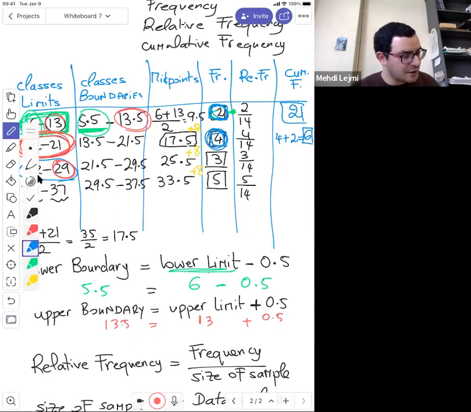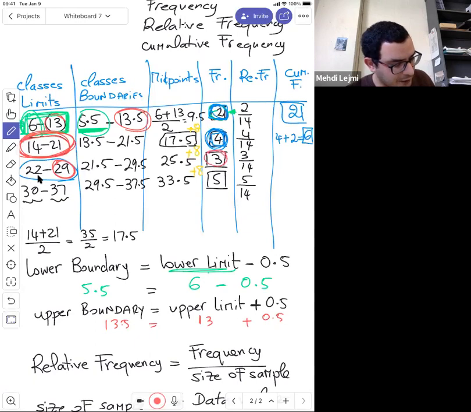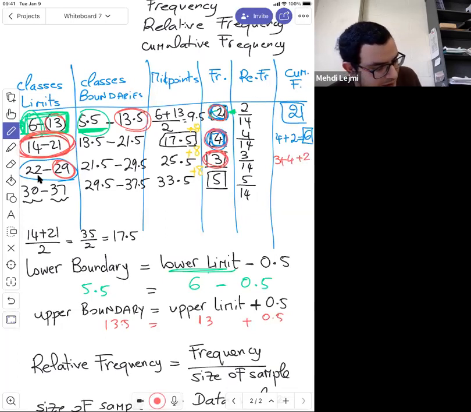Now, the cumulative frequency of the third class. The frequency of the third class is 3, plus the previous classes: the second class, which is 4, and the first class, which is 2. So this is 3 plus 4 plus 2, which is 7 plus 2, that would be 9.